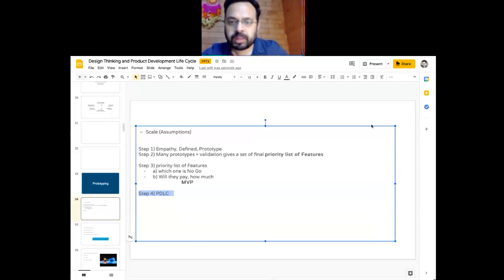So what is PDLC? Product Development Lifecycle. That is the life cycle of a product: how do you develop it and take it to market? That's the whole topic we are discussing today, essentially from idea to market. That's what we are trying to put together. So in this process, what's the question? Should we avoid pricing?